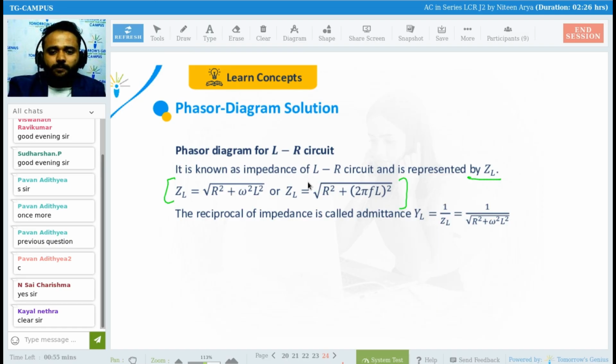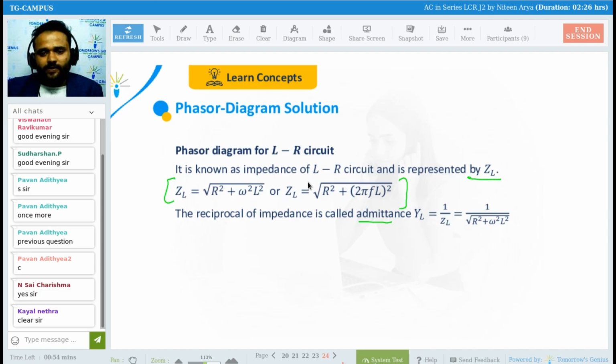The reciprocal of this impedance is called admittance. Now what is it? See, impedance is basically a kind of opposition, like a resistance too, right? So the reciprocal of resistance is conductance, if you still remember. If you don't know, it's okay too.